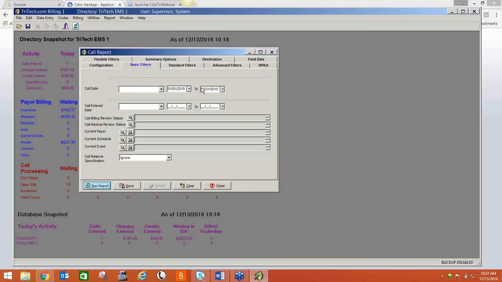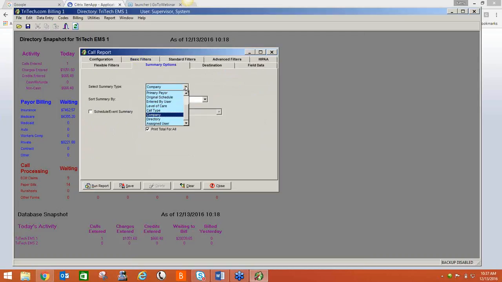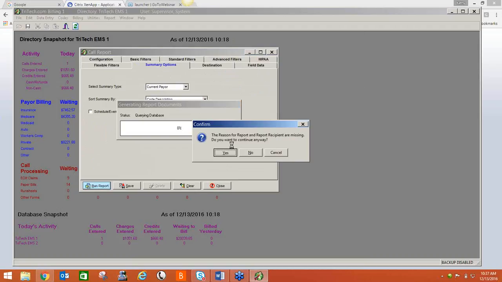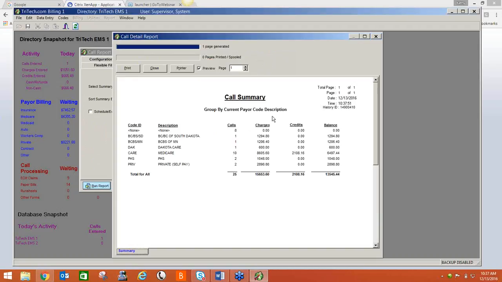If we wanted more data from that report, maybe our payer mix, maybe the schedules that we used, or if we're doing manual data entry, maybe we want to know the entered by user, we can simply change one item on the summary options tab, and we see a different layout of results. So in this case, I'm looking at the current payer, and I have 8 calls that don't have a payer assigned yet. Notice the balances are 0, so I would assume that those are calls that had just gotten maybe uploaded or imported, and I haven't worked them yet. So that report shows us how many calls we had during a specific time frame.